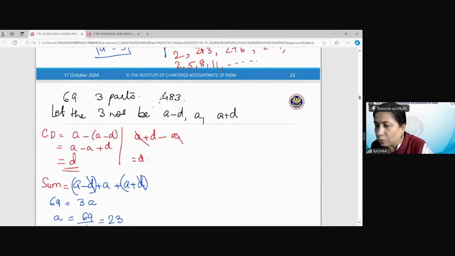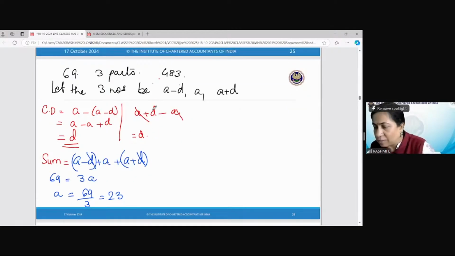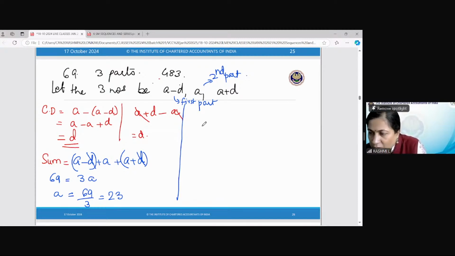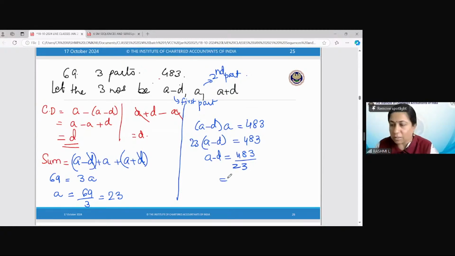Okay. Now what they want is the multiplication of the first 2 parts. This is my first part, and this is my second part. So the multiplication of a minus d into a is given to me as 483. Now a I know is 23, so 23 into a minus d is equal to 483. So a minus d is equal to 483 upon 23. Now let me see how much this is.